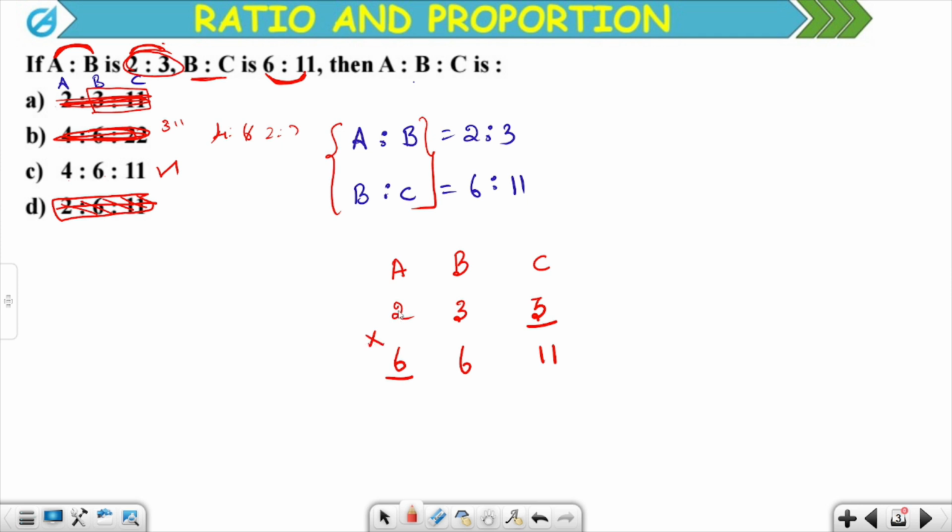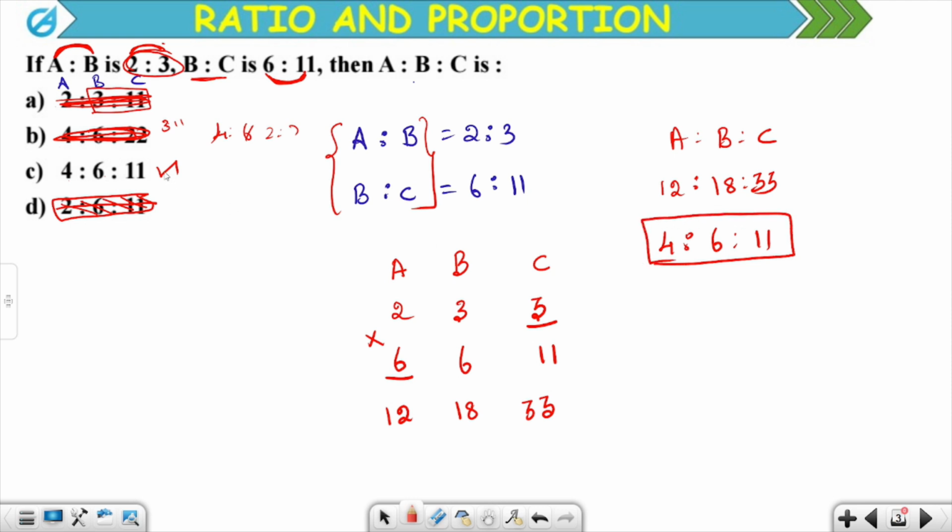So now multiply. 6 into 2, 12. 6 into 3, 18. 3 into 11, 33. Now A is to B is to C is nothing but 12 is to 18 is to 33. Can you cancel all the three numbers by any other common number? Yes. By which table? 3 table. If I cancel, 12 by 3 becomes 4. 18 by 3, 6. 33 by 3, 11. So the ratio is 4 is to 6 is to 11. The same answer or same option we got here.